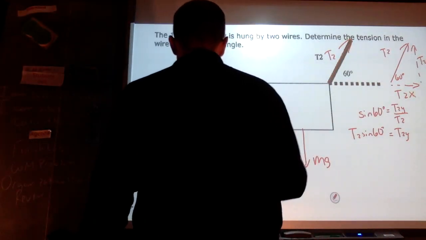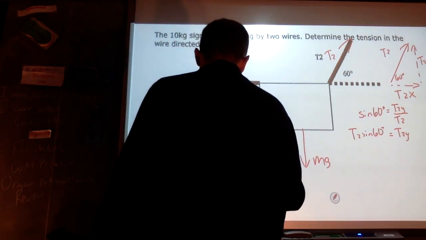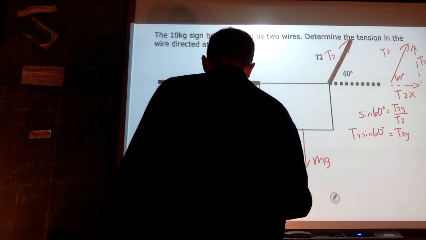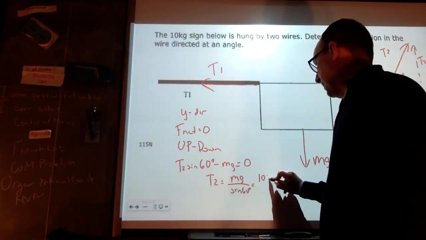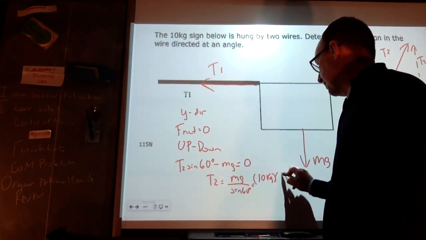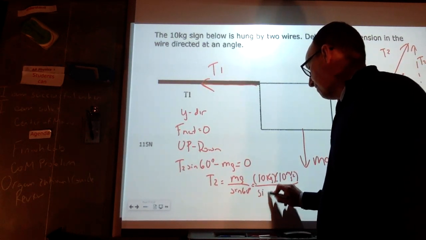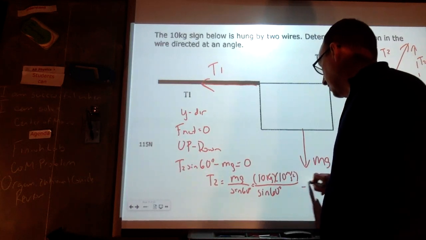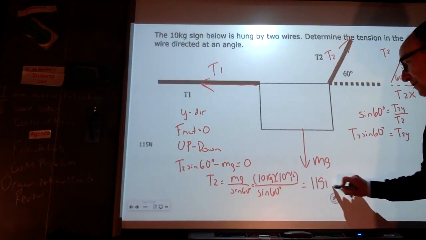I'm going to add mg to the other side and divide by sine of 60. So this is going to be 10 kilograms times 10 meters per second squared divided by the sine of 60, which is going to give me 115.